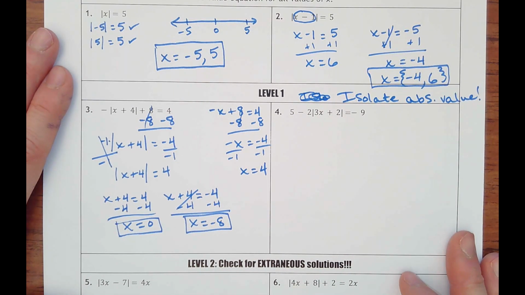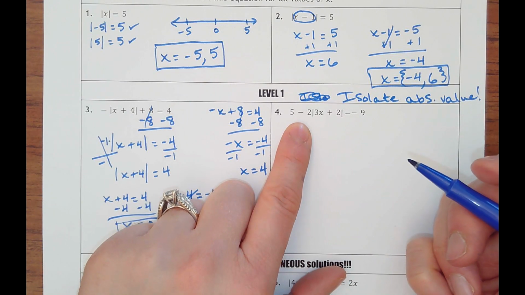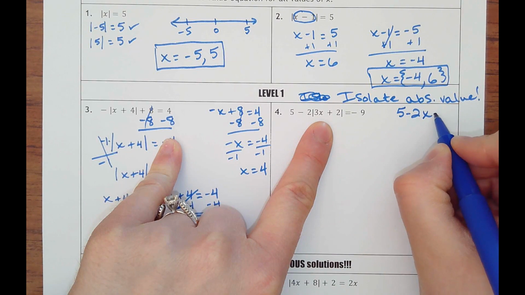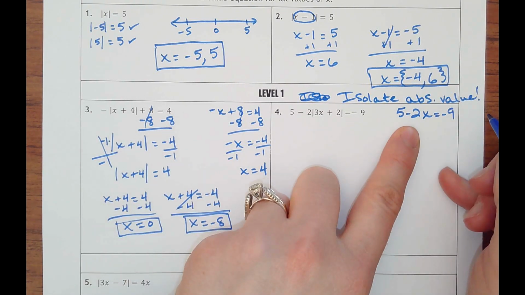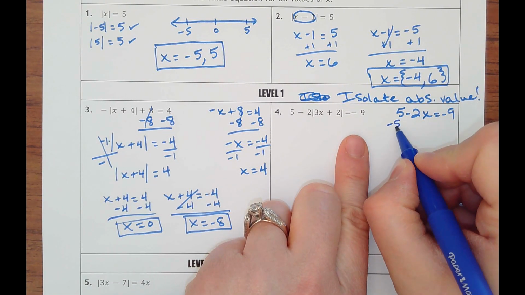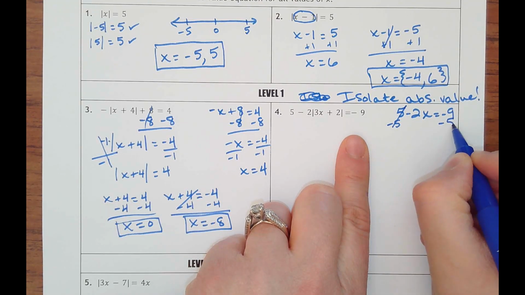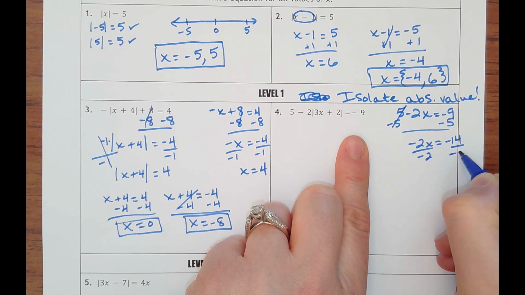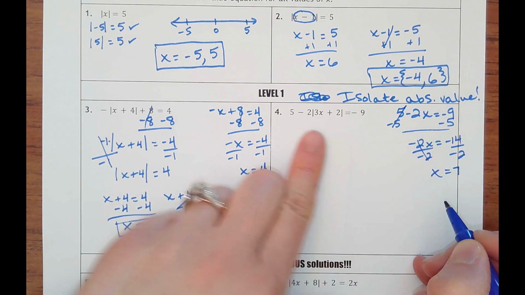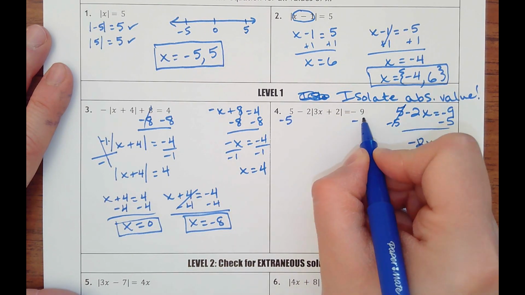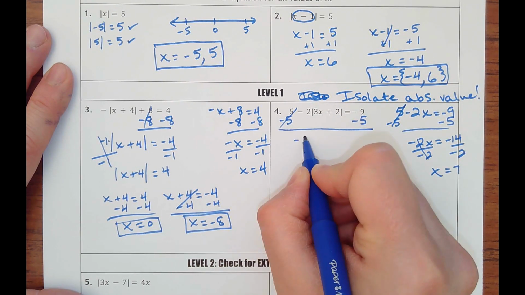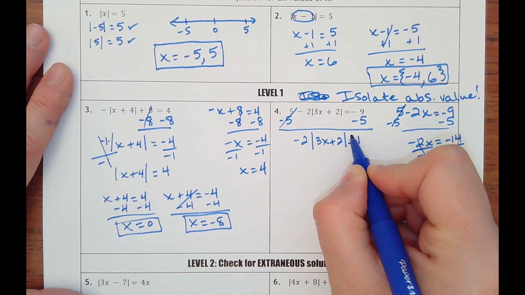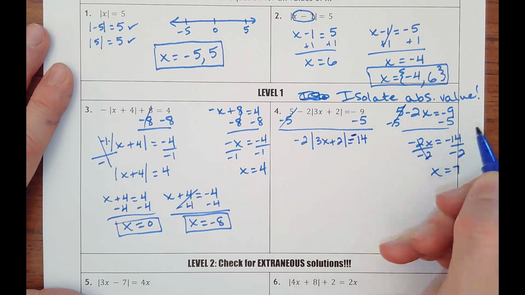All right, and then number 4. It's very, very tempting to do 5 minus 2 first, but this is 5 minus 2 times something equals -9. So we can't subtract these since they're not like terms. We would have to get rid of the 5 first by subtracting, then divide by -2. That's what we're doing here. Subtract 5 first. -14. Divide by -2.